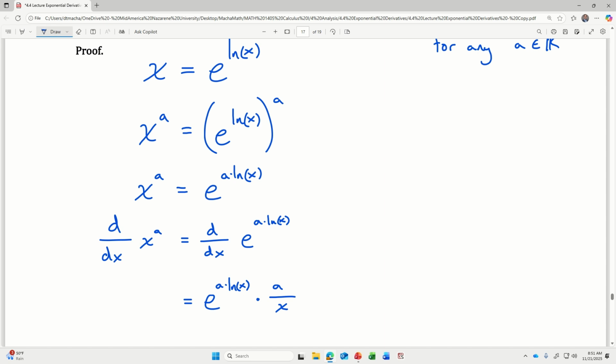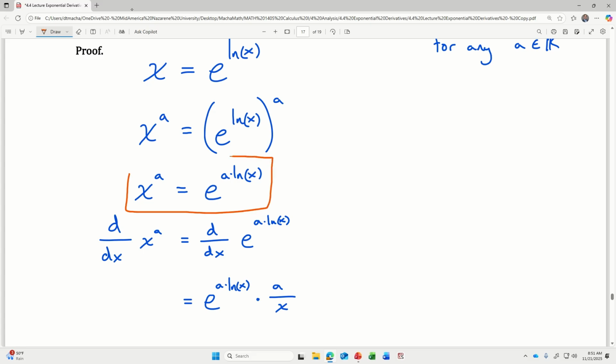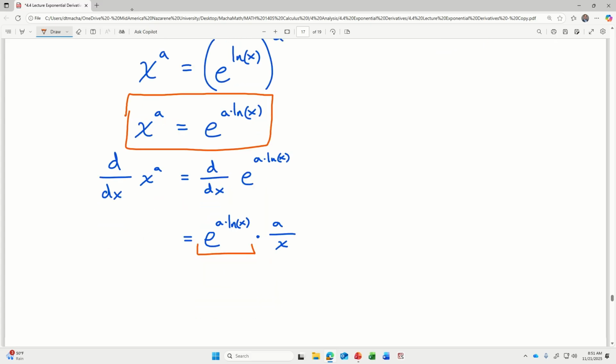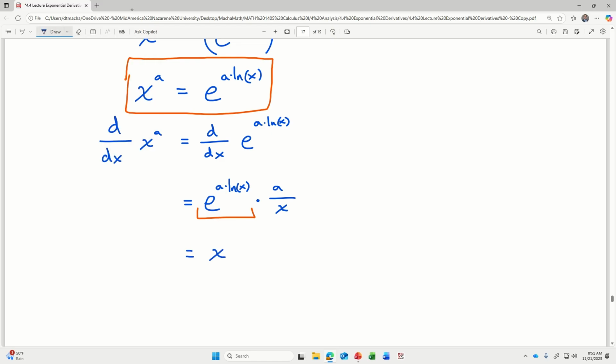All right, well, we just said a moment ago that e raised to the power a times natural log of x is equal to x to the a. And so I can apply that same logic here and say that this is x to the a power. But I'm going to multiply by a and divide by x. And so when I multiply by a, I can write a times x to the power. What happens to x to the a after I divide by x?